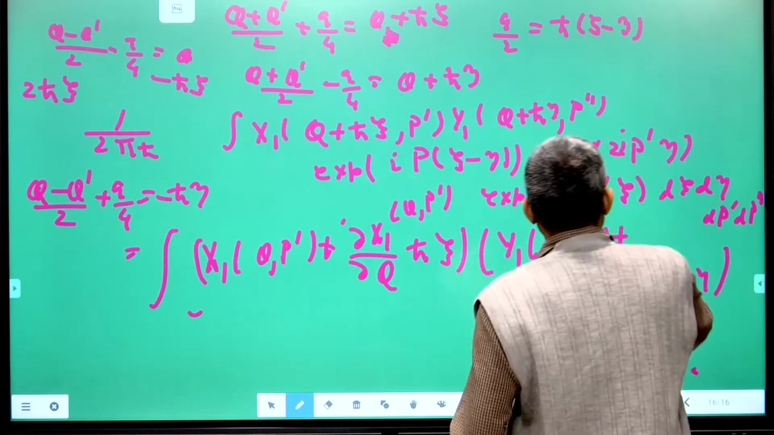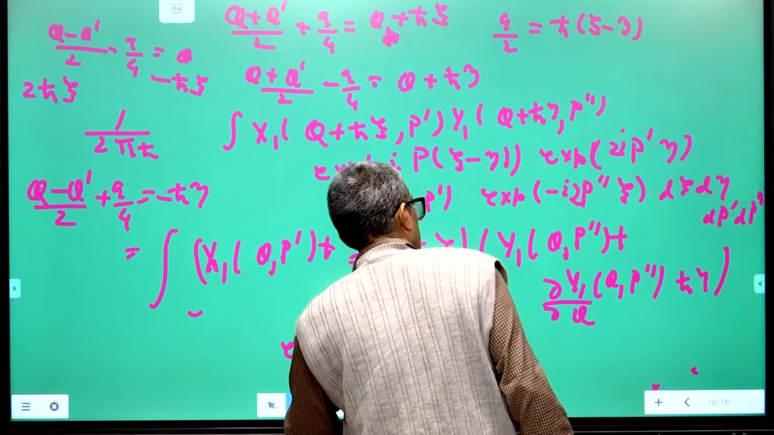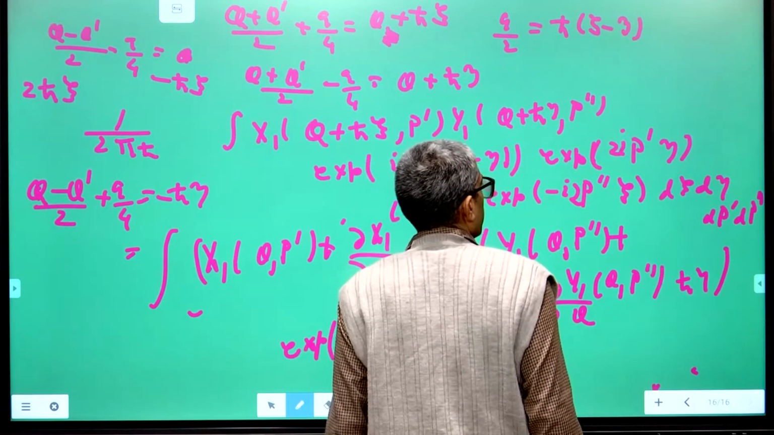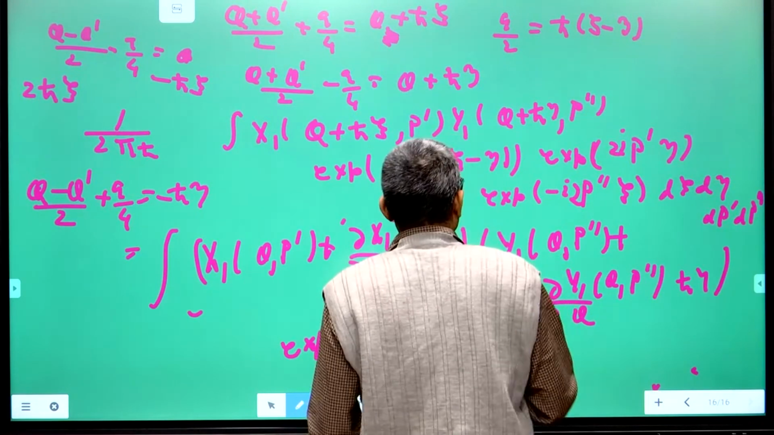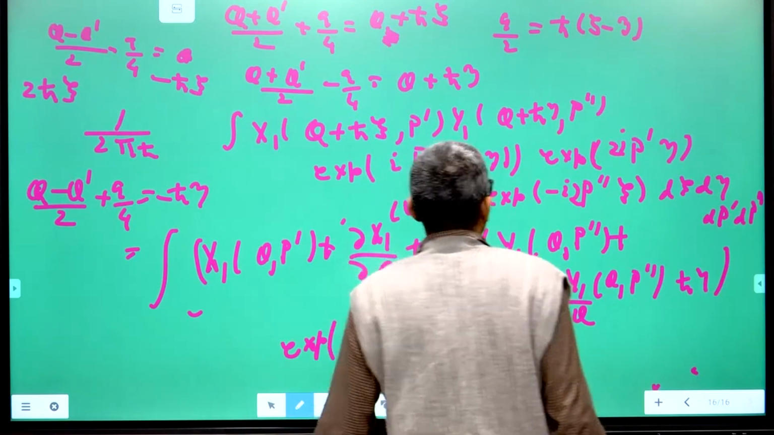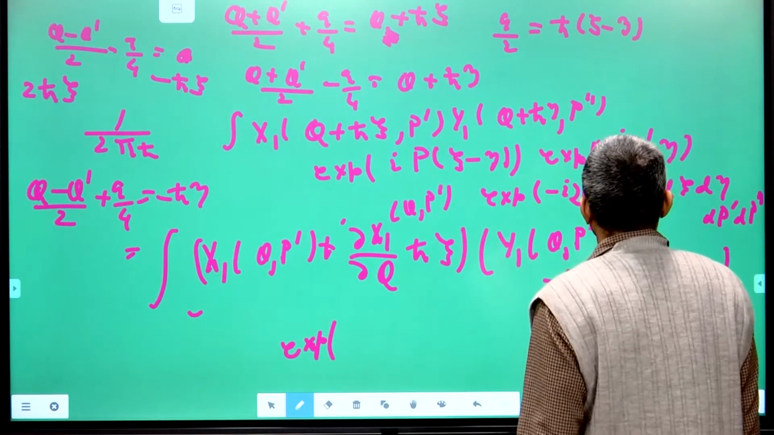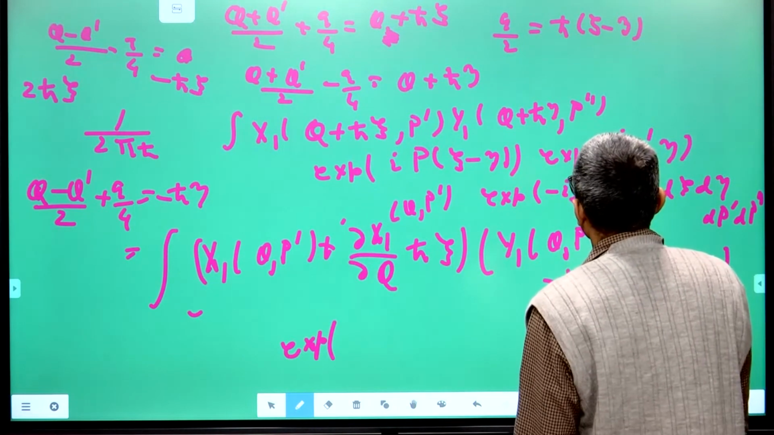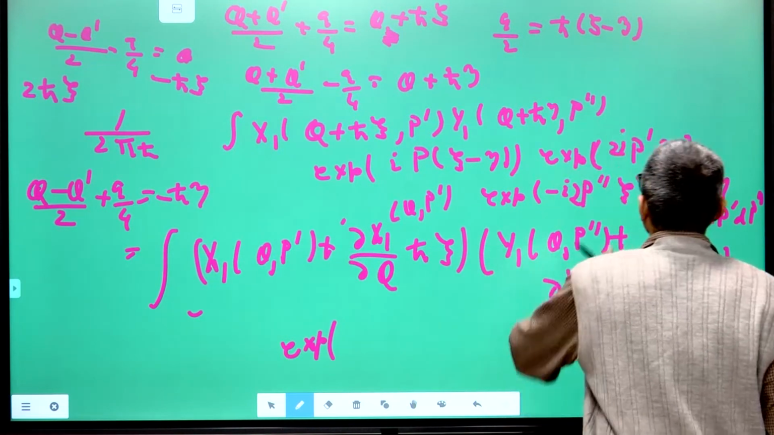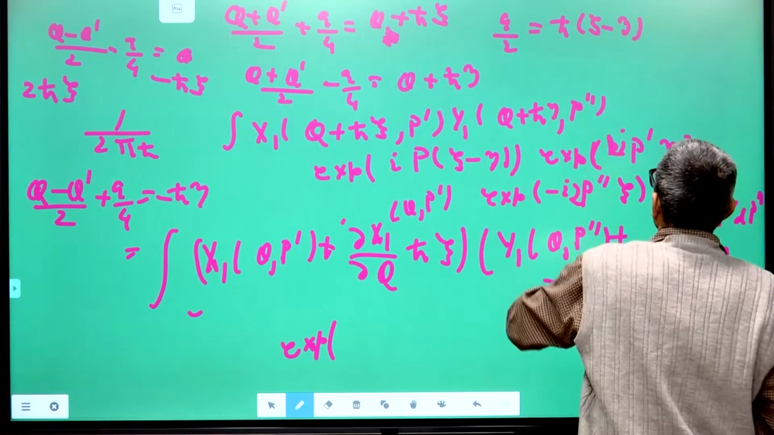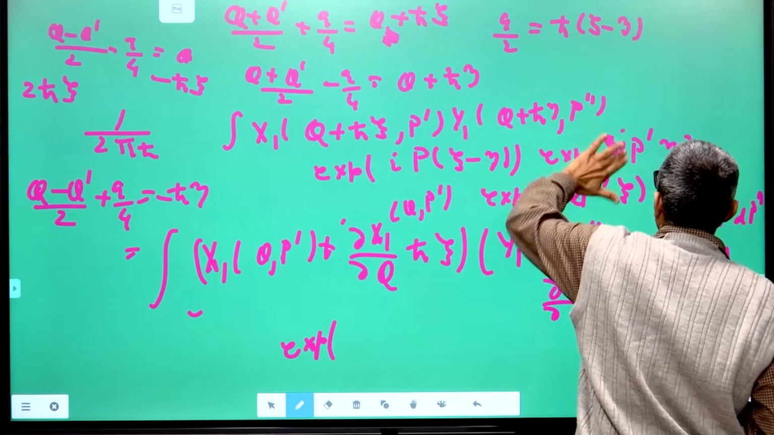This product into exponential, here I get i p times minus eta, I have here, right. So, this 2 won't come in the picture because I am going to divide by 2, this won't come in the picture.